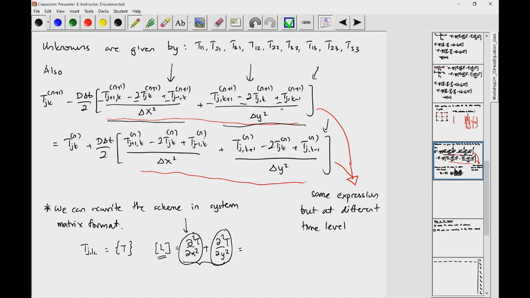Okay, if you don't see that now, that is fine. When I set it up, perhaps that will be clearer. But my point here is we replace the Tjk as a column vector T, so that if this is n plus 1, this will just be n plus 1. Okay, and then we have our matrix L.